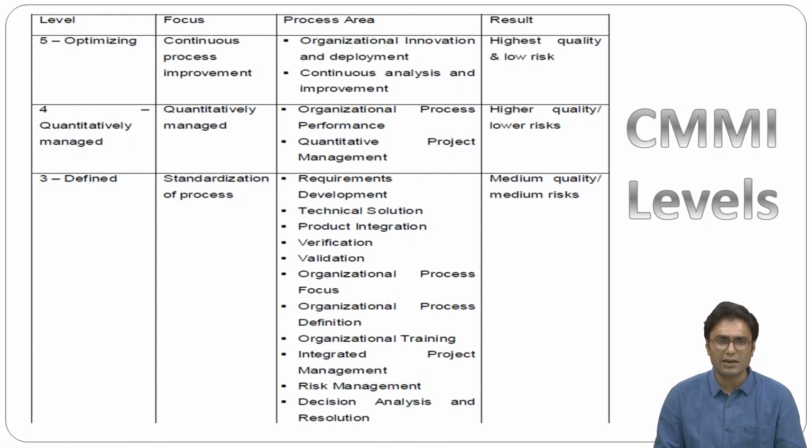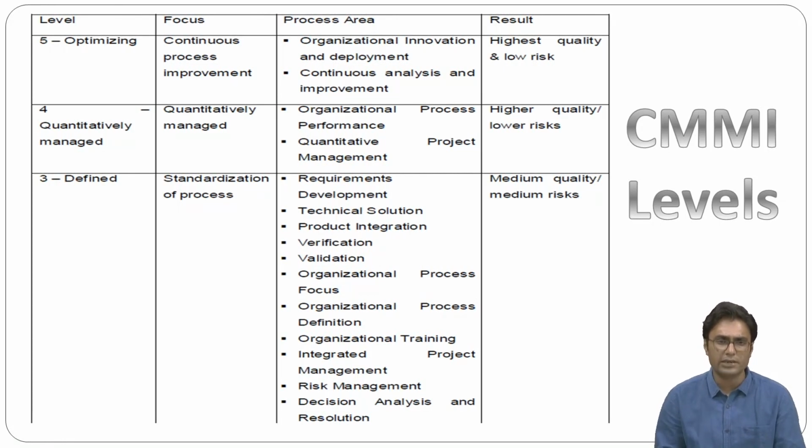Here you can see different levels, like level 5 optimizing, where the focus is on continuous process improvement. Then the process area is organizational innovation and deployment, then causal analysis and resolution, and the result can be highest quality and low risk. The same in level 4, which is quantitatively managed: you can see in the focus column quantitatively managed, and in the process area column organizational process performance and quantitative project management, and in the result column you can see higher quality or lower risk.